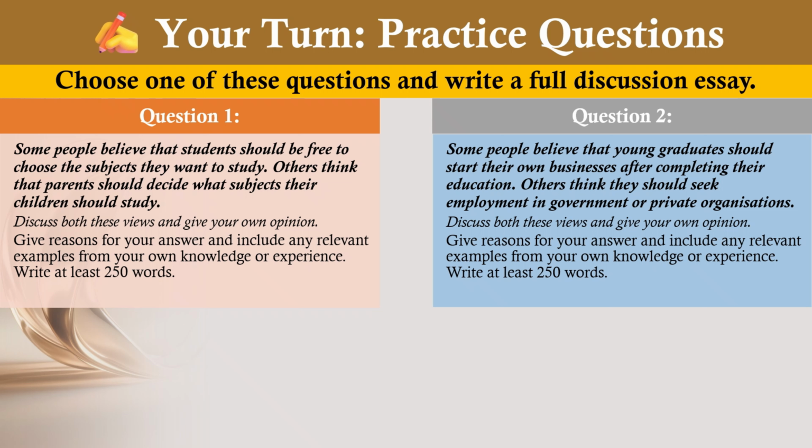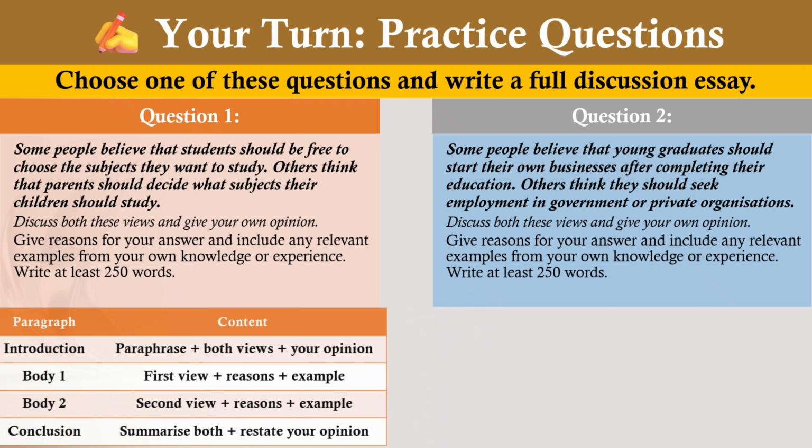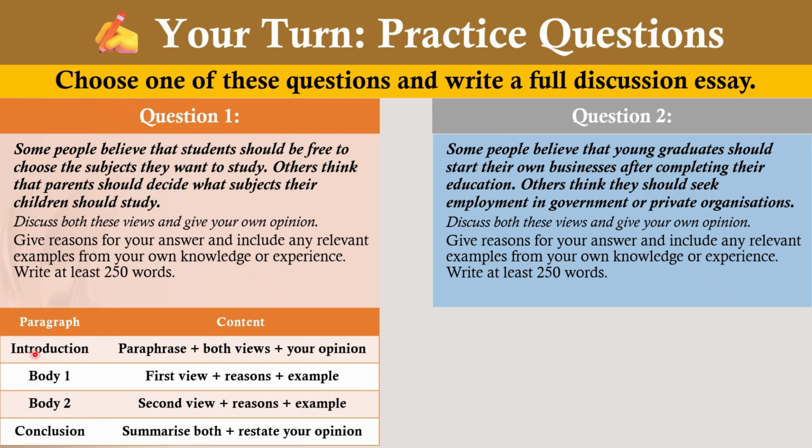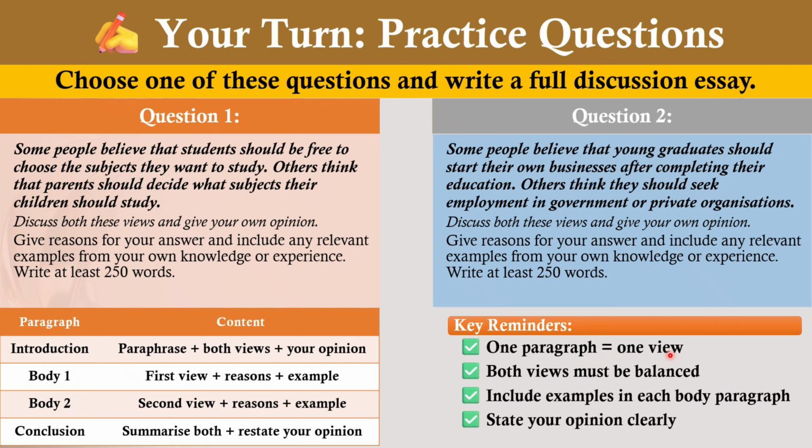As you write, keep these key reminders in mind. Follow a clear structure: introduction, body paragraph 1, body paragraph 2, and conclusion. Remember, one paragraph equals one view. Do not mix both perspectives together. Make sure both views are developed equally. Balance is essential. Include at least one relevant example in each body paragraph. And finally, state your opinion clearly, especially in the introduction and conclusion. When you finish, review your essay using these points as a checklist.